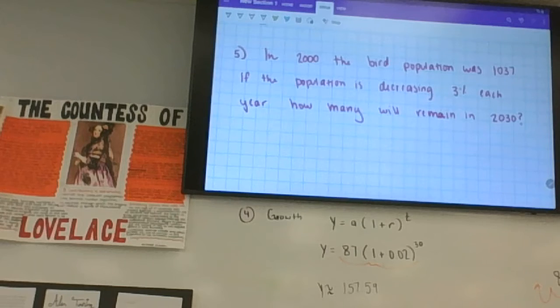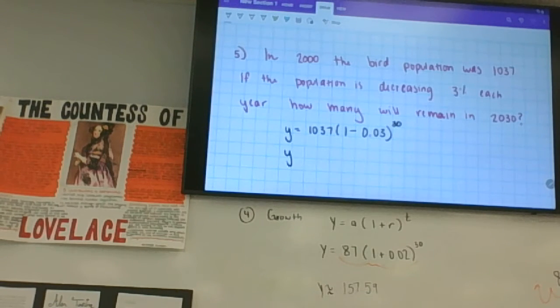In 2000, the bird population is 1,037. If the population is decreasing 3% each year, how many birds will remain in 2030? Put your phone away. Your calculator? You guys have a calculator tomorrow. So our initial amount is 1,037. We'll do 1 minus 0.03 to the 30.